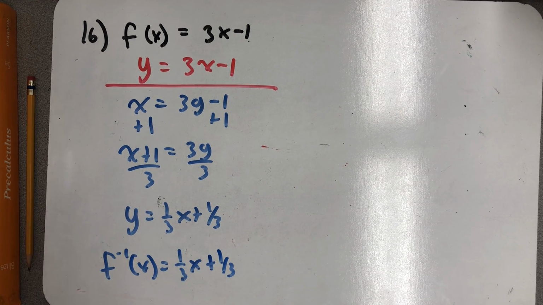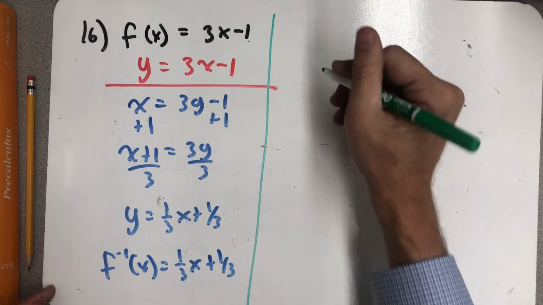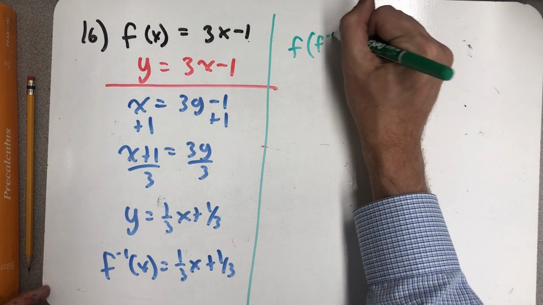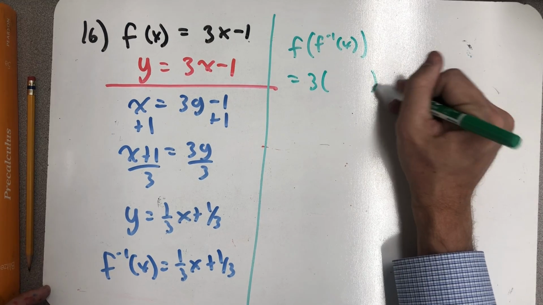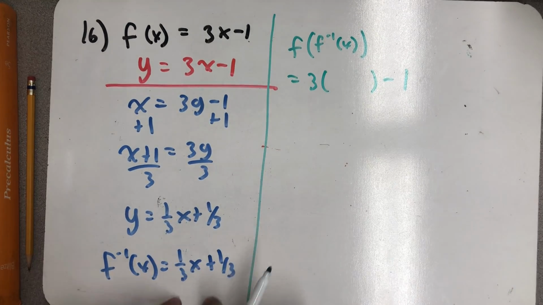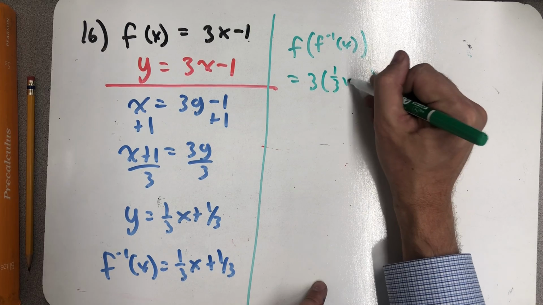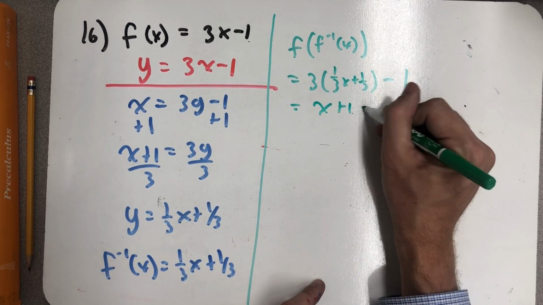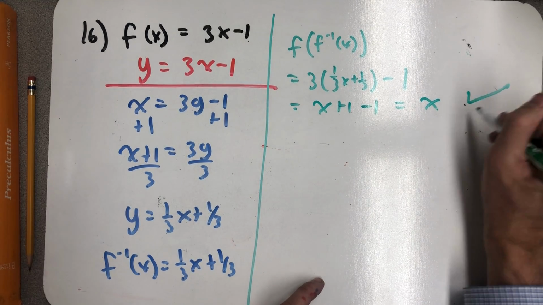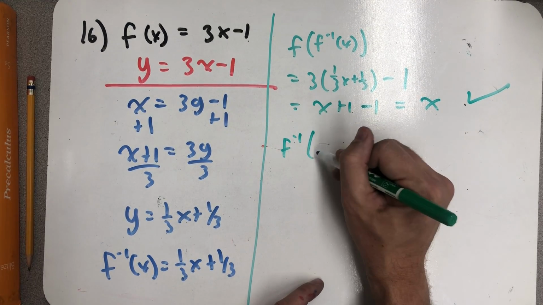All right. Part B asked me to use function composition to make sure I got it right. If I was just asked to find the inverse function, I'd stop here. I would not check my answer this way unless told to, which I was, so I will. All right, f is the outside function. Let's plug f inverse in. Distribute the 3, and I get x plus 1, still with that minus 1 on the outside, and that gives me x. So first step's good.